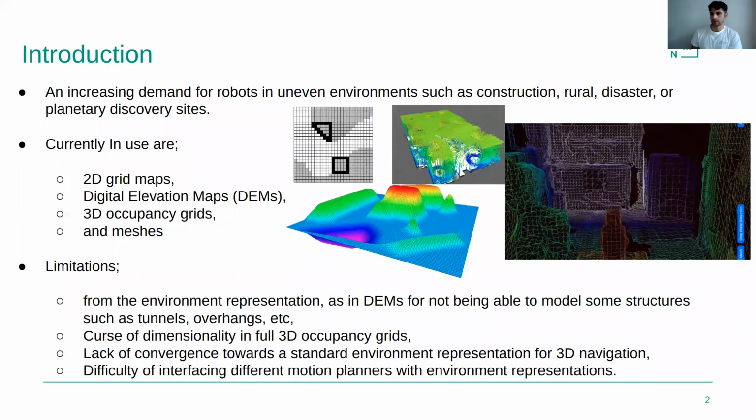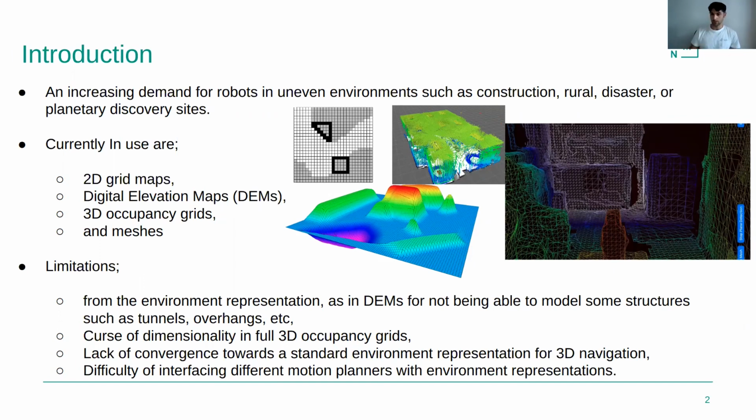There is an increasing demand for robots in more realistic uneven terrains. Such environments are construction, rural disaster, and planetary discovery sites. Currently, there are 4 major methods that robots navigating in such environments use: 2D occupancy grids, full 3D maps, elevation maps, and also meshes, usually based on 3D point clouds.